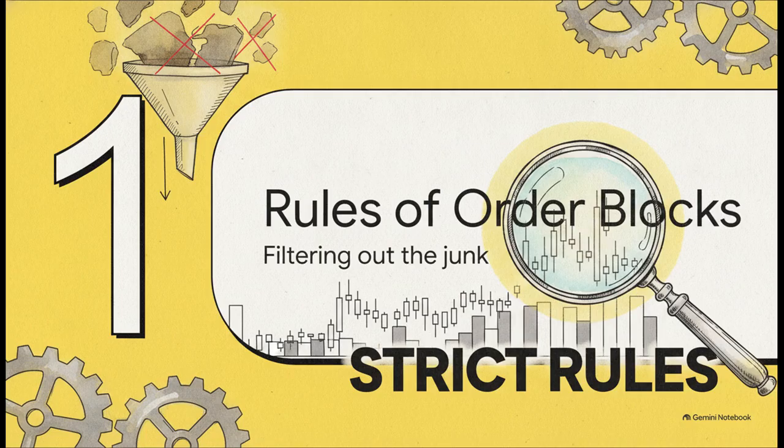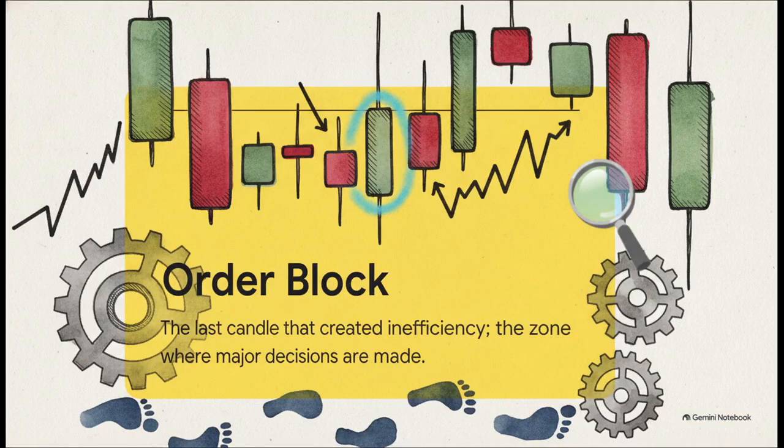We've got to filter out the junk. Because let's face it, not all order blocks are created equal. Just to make sure we're on the exact same page, let's define the core concept here. In smart money concepts, an order block is considered the last candle that created an inefficiency in the market. Whether that's kicking off a massive impulse move or sitting right in the middle of a trend, this candle is literally the footprint of big money. It represents a critical zone where major institutional decisions are made.